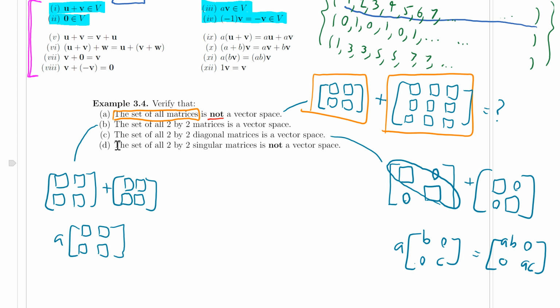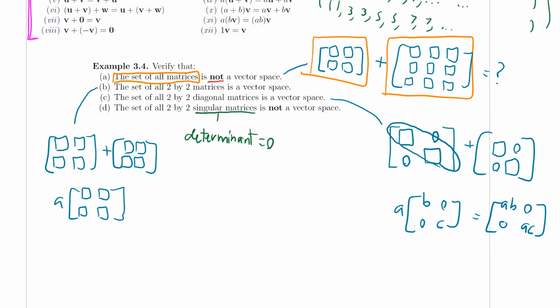And now my last one, the set of all 2 by 2 singular matrices is not a vector space. A singular matrix, by the way, is a matrix where the determinant is 0. So I need to show that this is not a vector space. So let me just craft an example for you to see.